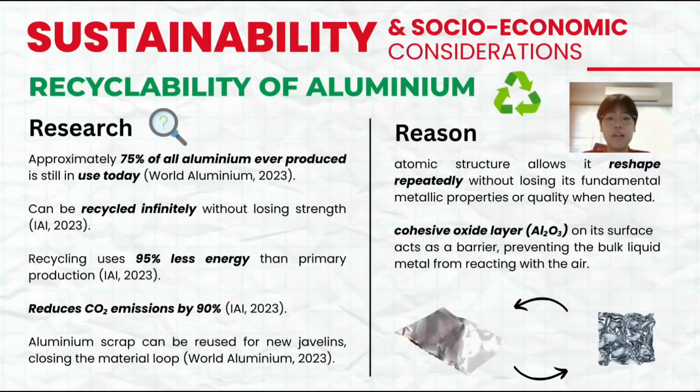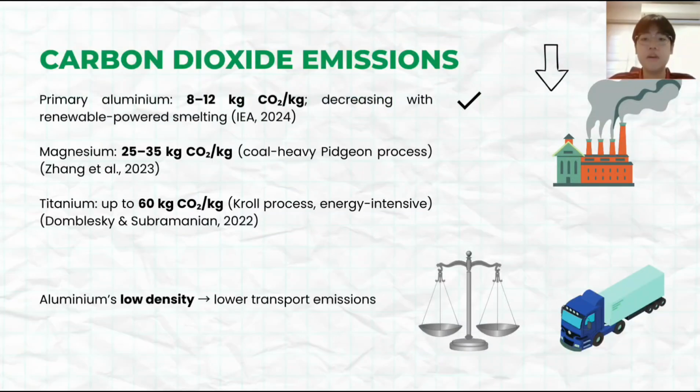The reason why aluminum is so recyclable lies in its atomic structure. It can be reshaped and remelted many times without losing its fundamental metallic properties. Aluminum also forms a cohesive oxide layer, aluminum oxide, which protects it from reacting with air. Next, I'll be explaining why it reduces carbon dioxide emissions.